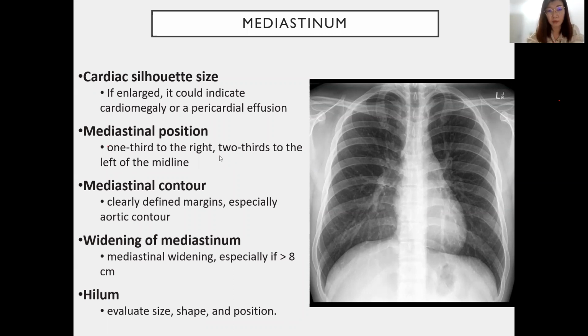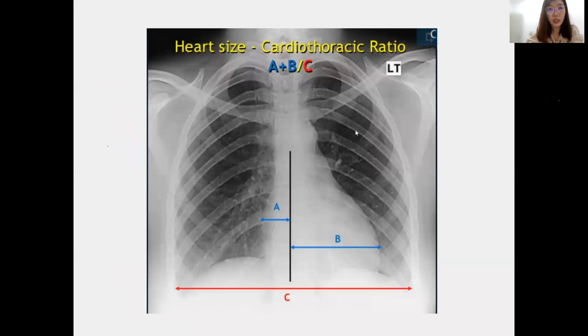That's the CTR. And then the mediastinal position is 1/3 to the right and 2/3 to the left of the midline. If there is any widening, more than 8 cm at this mediastinal region, if the patient is central with adequate inspiration, raise a suspicion of the presence of a mediastinal mass, and then we evaluate the size, shape, and also the position. So again, to check the cardiothoracic ratio, I think everyone should know, from the most lateral border of the right and left heart border to the widest chest wall diameter.